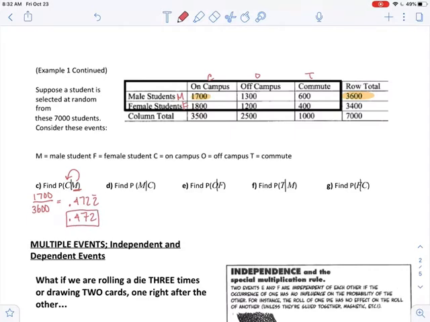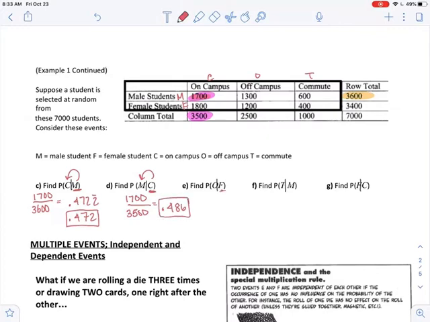Now we're going to find the probability that they're male given that they are on campus. So we're going to look at the total that is on campus, which is 3,500. And then the number that are male is 1,700. So it's going to be 1,700 over 3,500. That gets us about 0.486.